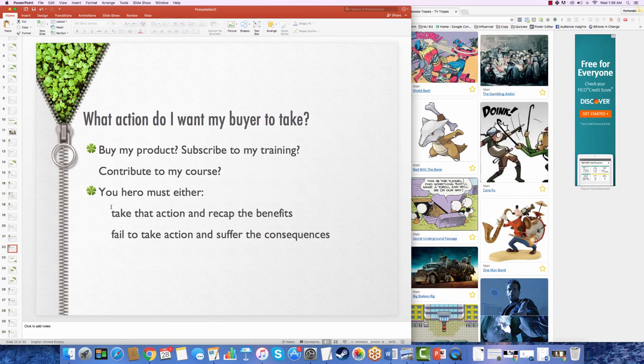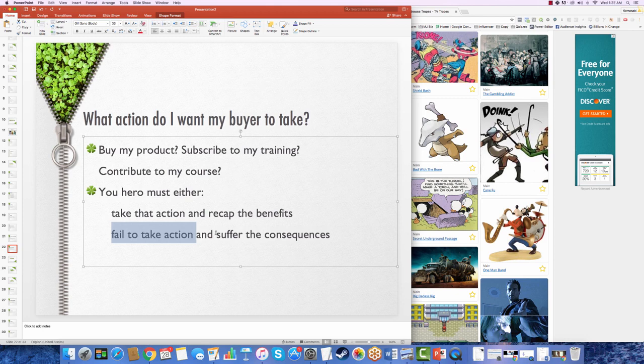Next one is, what action do I want my buyer to take? Now here's a cool little tip that you can throw into your story, depending on how your market reacts to certain things. If your market is very aspirational, then you can have your hero take the action and get the benefits. If your audience is more prone to taking action on stuff, you show them the hero taking action and getting the result that they want, which just further spurs them on to take action. But if your audience is skeptical, or one that doesn't like to buy stuff, then you can show your hero not taking action and suffering the consequences of that.